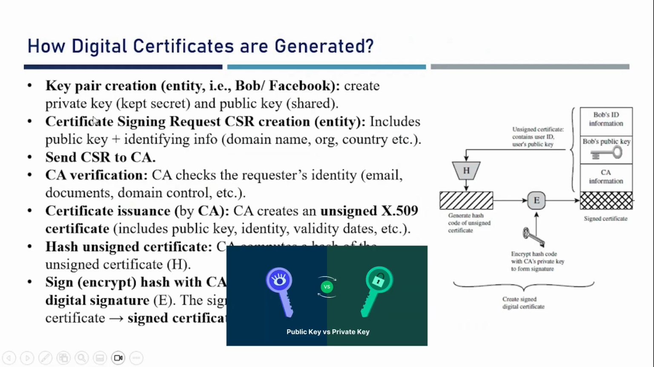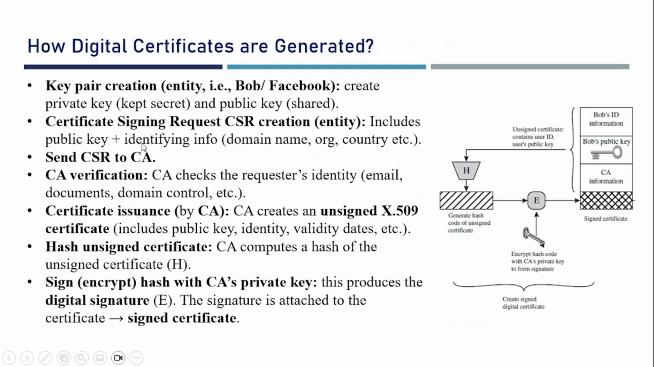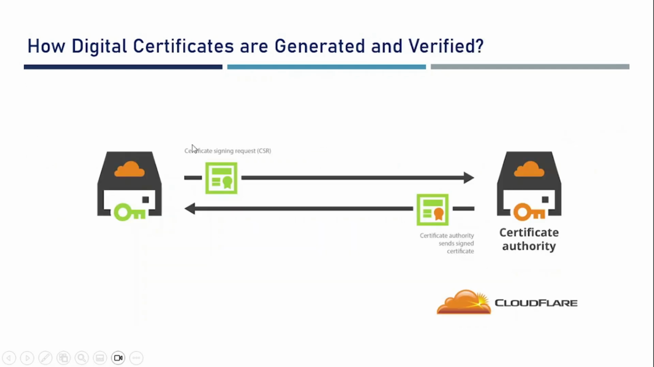What happens next? Initial key pairing is done, then it will launch a CSR request. This website is going to create a CSR request. CSR is a certificate signing request. It tells the certificate authority, please give me a certificate. In the CSR request, it gives the public key, which it has already created in step one, the domain name, the organization name, country, and other information. So the CSR is sent to the certificate authority here.